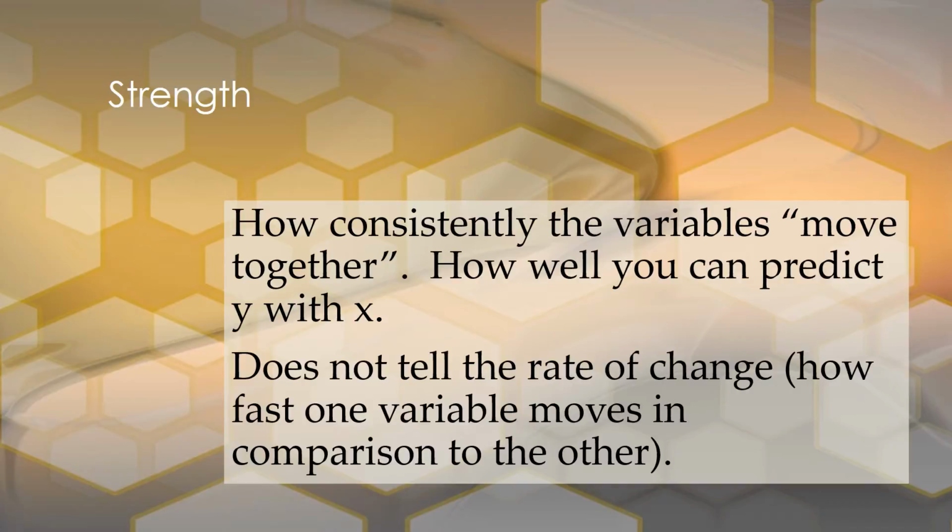So if you can predict it with 100% accuracy, that's perfect strength. So if I tell you what your predictor variable is and you can tell me exactly what the outcome variable will be, that is perfect strength. If it's really fuzzy and you can't tell with very much accuracy, then that's a low strength.